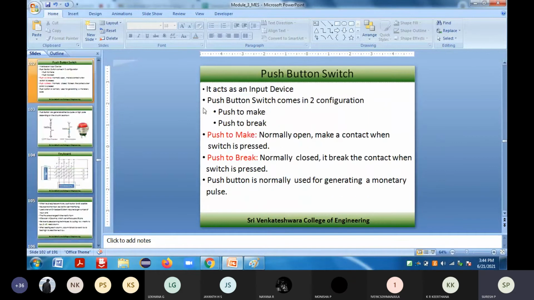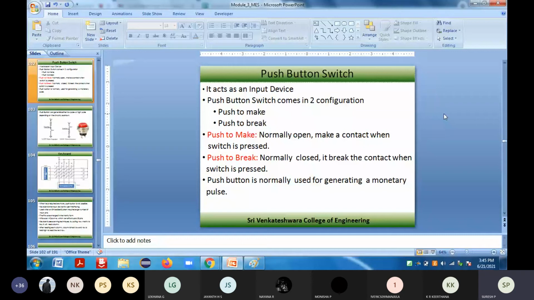Then you have the push button switch. It acts as an input device. Among the switches in your sensors and actuators, the push button switch acts as an input device. The push button switch comes in two configurations: one is push to make, the other is push to break.